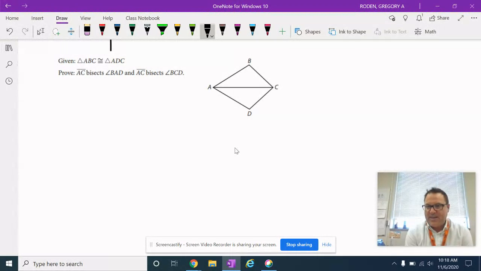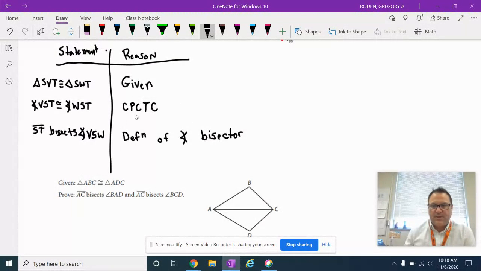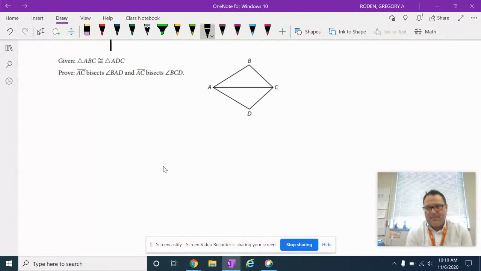And I want you to write that in a two-column proof, a statement and reason proof, just like we did here. And it's going to be very similar to what we did here. A little bit longer, but not quite as long. Okay? So this is what I want you to do for tomorrow. And then we will continue this study tomorrow and move on a little after that.